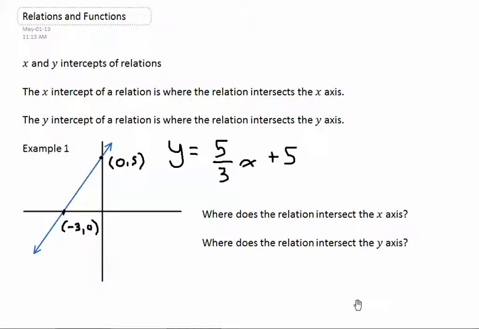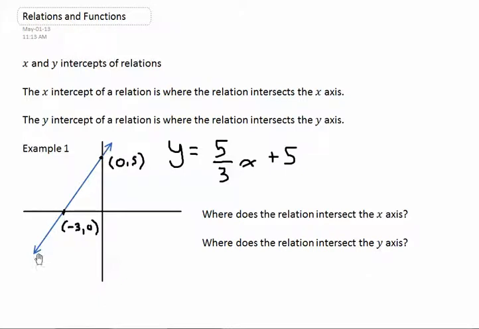So here, we're going to be discussing the idea of x and y intercepts of relations. The x-intercept of a relation is where the relation intersects the x-axis, and the y-intercept of a relation is where the relation intersects the y-axis. Okay, so I got an example here.